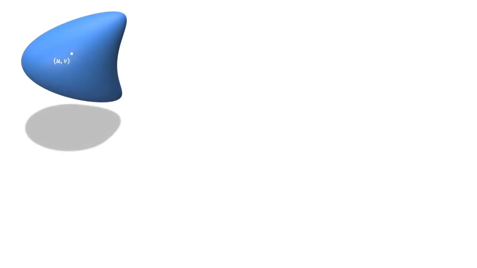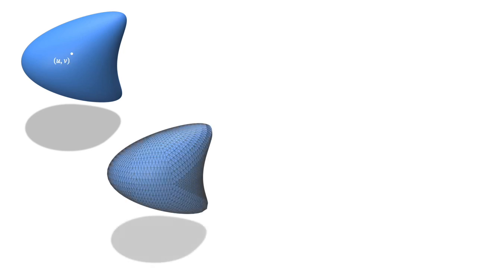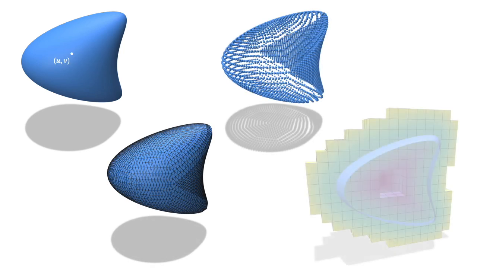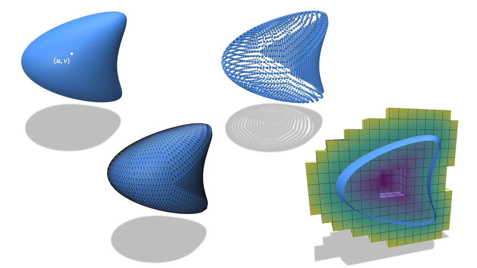Many manifold representations exist, for example, parameterizations, meshes, point clouds, level sets, and many more. Each representation requires different discretizations to solve PDEs and enforce interior boundary conditions.